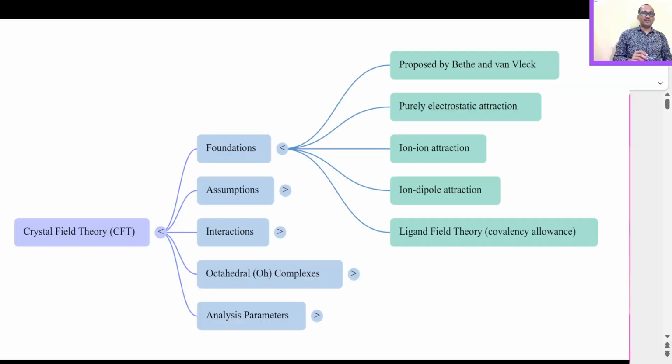So while talking about crystal field theory, we need to know what is the foundation behind it. So this was proposed by Bethe and Van Vleck, and there will be purely electrostatic attraction, and they are mainly ion-ion type or ion-dipole type interaction or attraction. And when some covalence is allowed, that is renamed as ligand field theory. And we'll discuss here for octahedral complex, and we analyze some parameters.